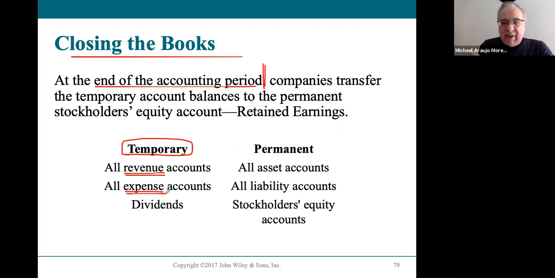To close it. Closing an account, as you'll see, simply means the balance needs to be zero. And I'll teach you how to do that real quick. So your revenue and expense accounts are on the income statement. The income statement is part of periodicity because it measures a period of time. So it's going to be closed.